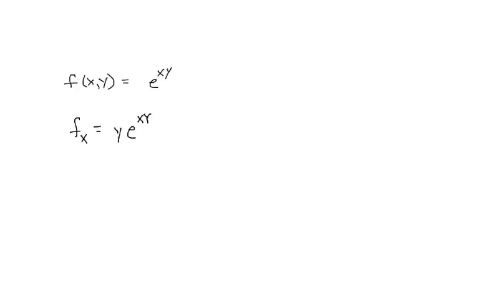And with respect to x, y is constant, and x is equal to 1, so we end up with just a y out front. And when we do f sub y, the rewrite is going to be the same, so e to the xy. And now when we take the derivative of the exponent with respect to y, x is a constant, and the derivative of y is 1, so we end up with an x out front. And that's how we take partial derivatives.